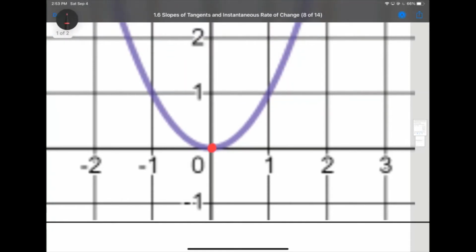Between 0 and 1, it forms that line. But as I move closer and closer to the 0, the secant gets closer and closer to being flat. And that's going to keep getting truer the closer I get to 0.